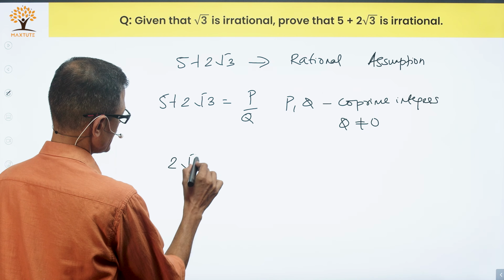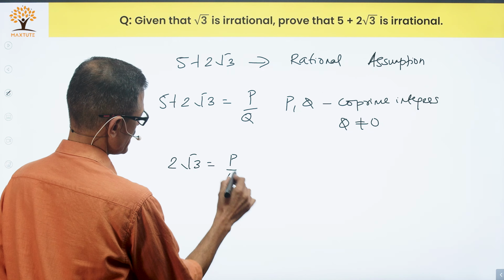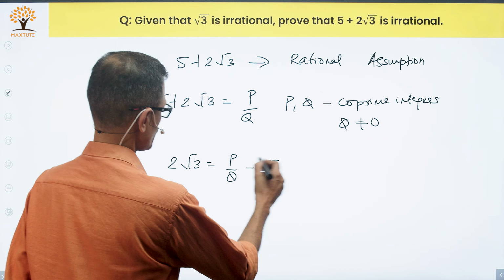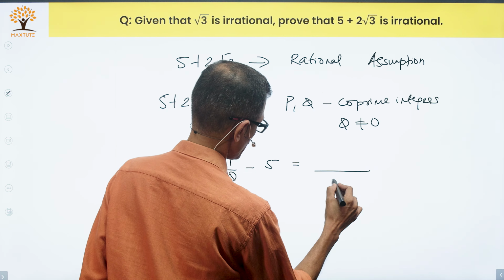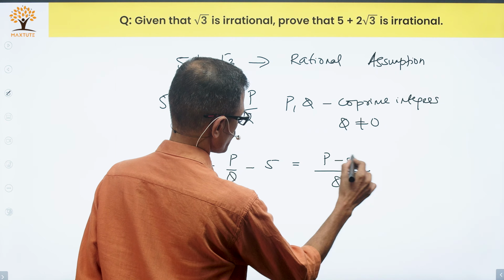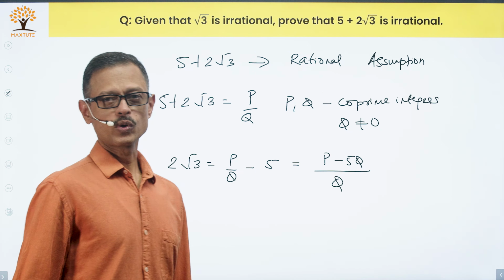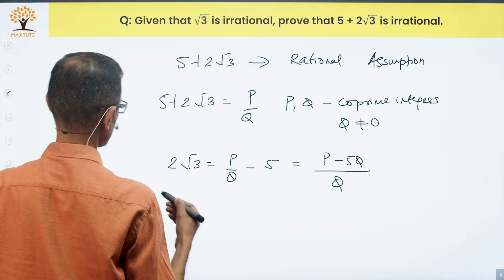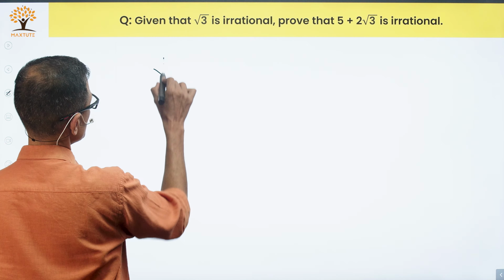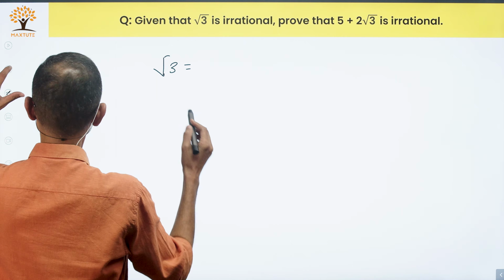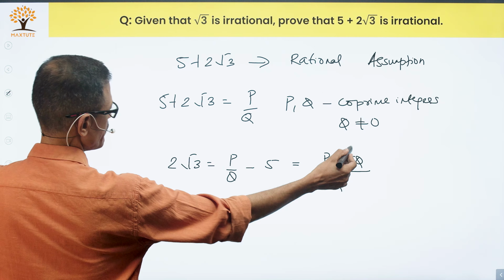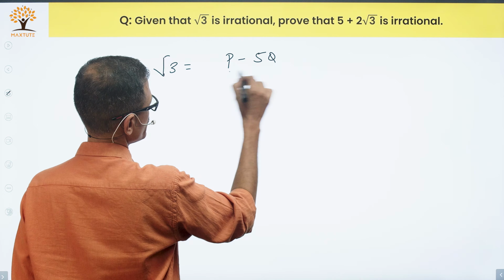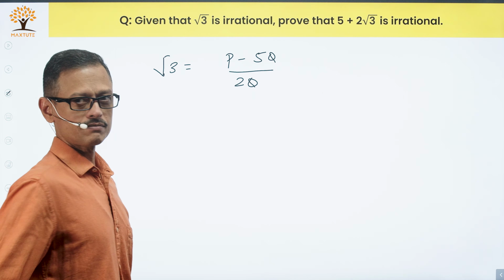Now 5 plus 2 root 3 is equal to p by q. Then 2 root 3 is equal to p by q minus 5, taking this 5 to the other side. Taking q as a common denominator, this becomes p minus 5q divided by q. So 2 root 3 is equal to that. So root 3 will be equal to, dividing both sides by 2, p minus 5q divided by 2q.